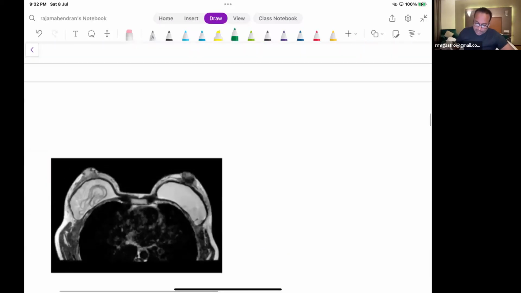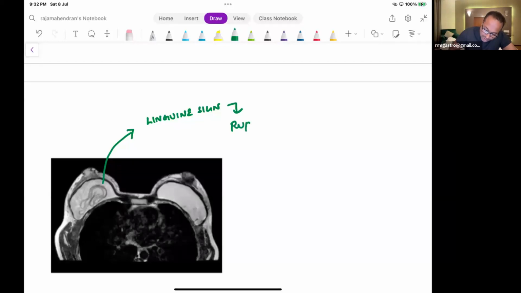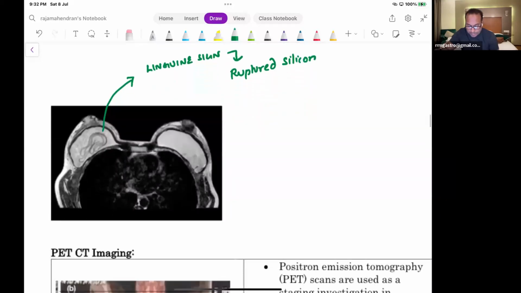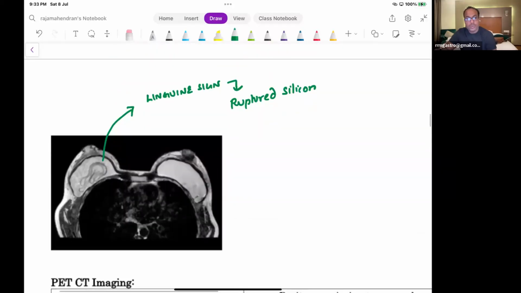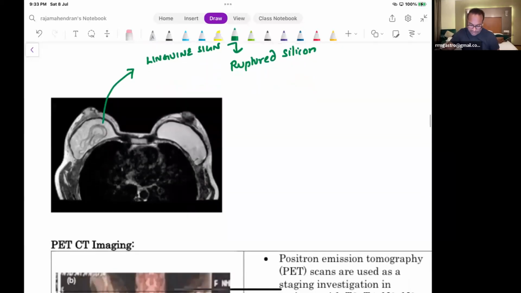And this is one picture showing you a silicon capsule which is ruptured, known as the Linguini sign. Very good. This Linguini sign is ruptured silicon. We have to change the silicon now. It is a finding of MRI. So the Linguini sign is used to diagnose a ruptured silicon capsule. This is one of the follow-up investigations for those ladies who have silicon. They will keep doing this.